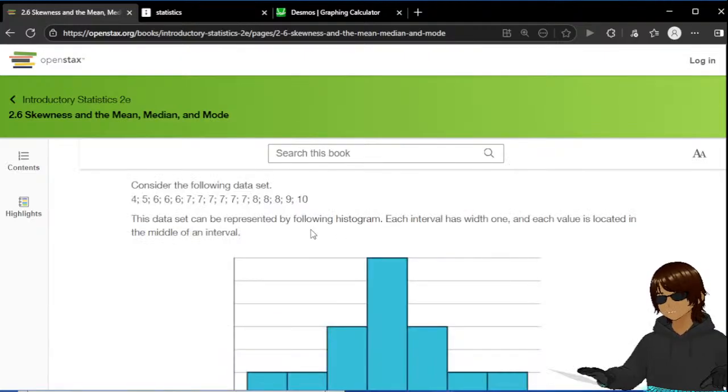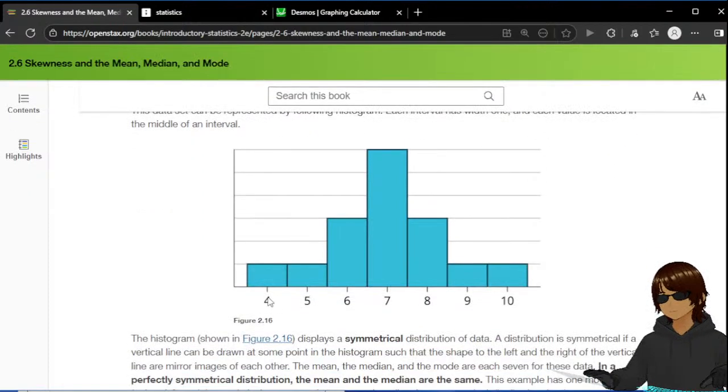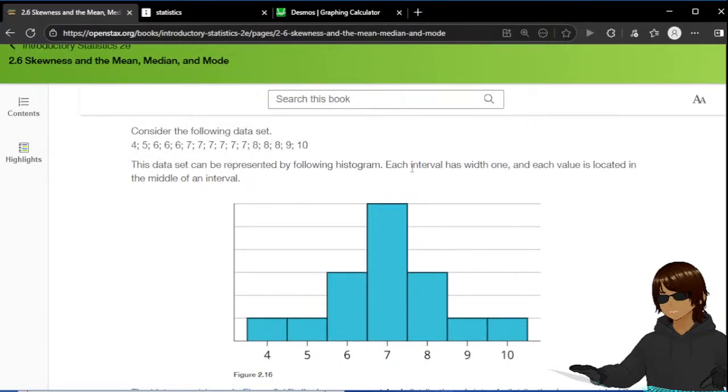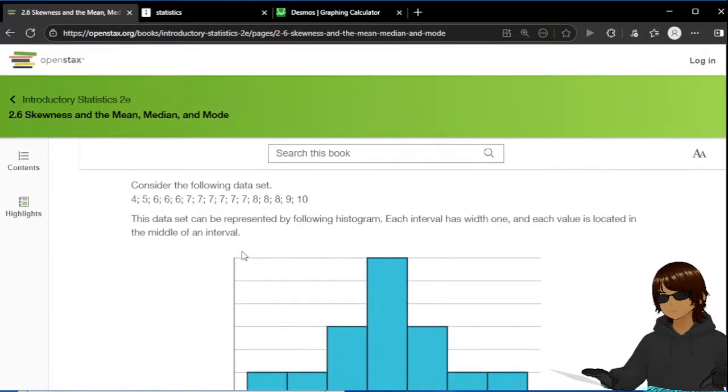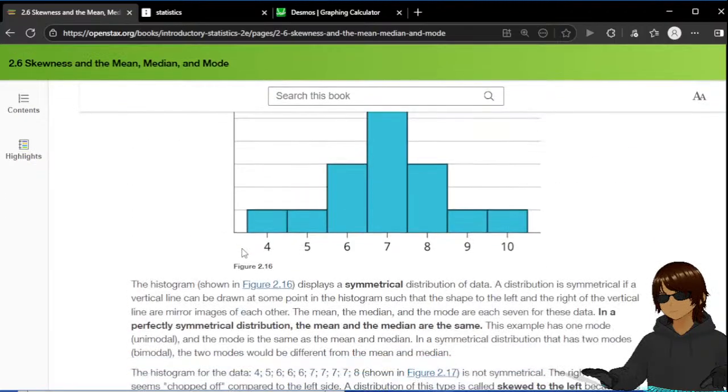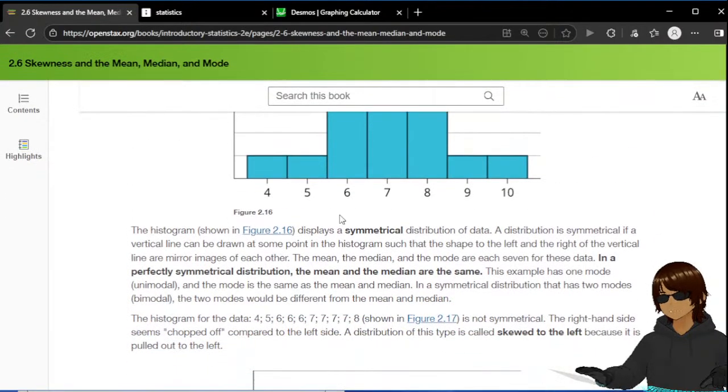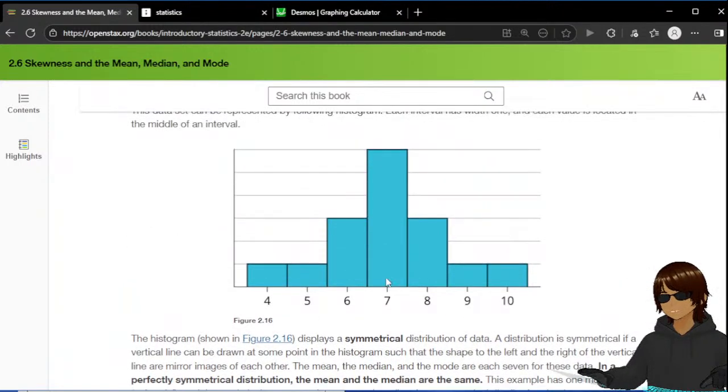Consider the following data set. This data set can be represented by the following histogram. Each interval has width 1 and each value is located in the middle of an interval. The histogram displays a symmetrical distribution of data. A distribution is symmetrical if a vertical line can be drawn at some point in the histogram such that the left and right of the vertical line are mirror images of each other.